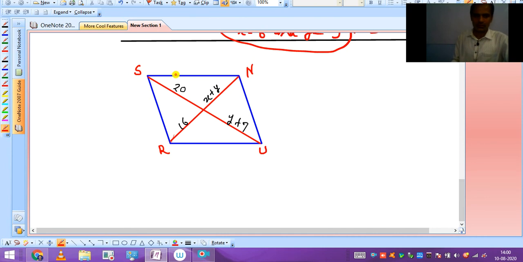Now, listen carefully. The values are given for the diagonals. As you can see, this is an intersection point, let it be point O. And I told you in the last video that diagonals bisect each other.